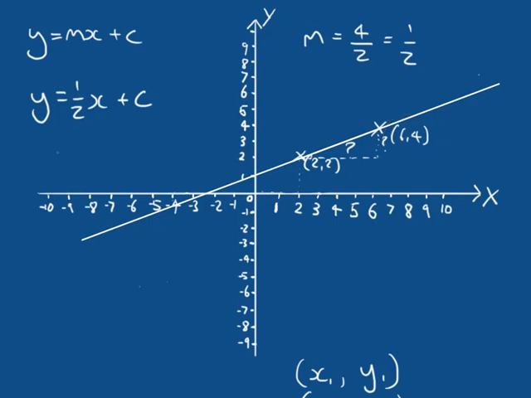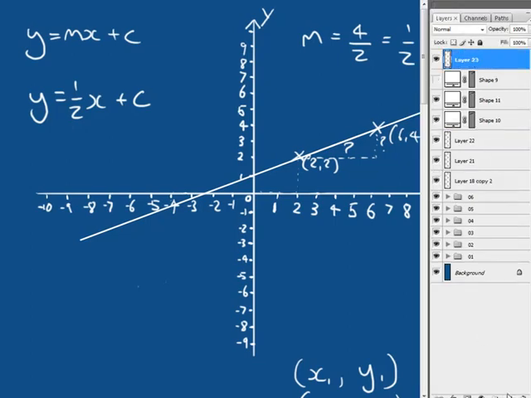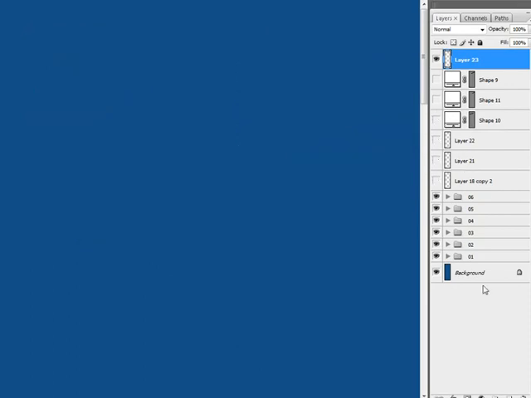If we were to put that into the equation, I'm going to need some space to work. So I think the best bet is going to be to bring up a new layer and hide all of these guys.